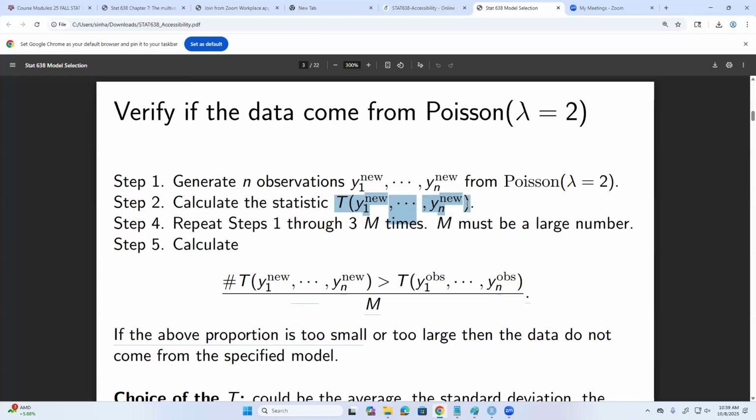But if the statistic calculated from the observed data is too extreme compared to what you calculate based on samples from the same population, then you suspect that the observed data is not possibly coming from the same population. That is why I say if this proportion is too small or too large, then you suspect that the observed data are not coming from this Poisson distribution.